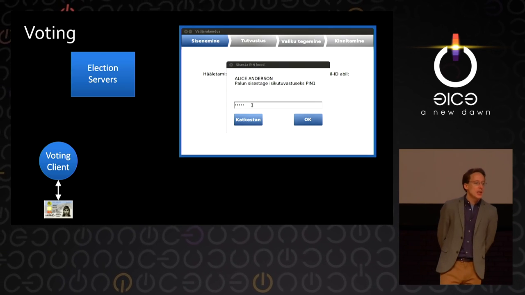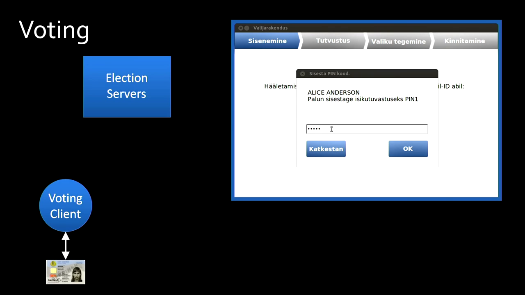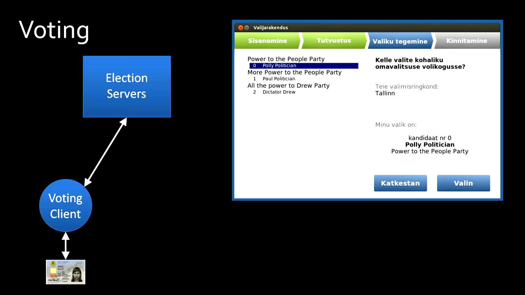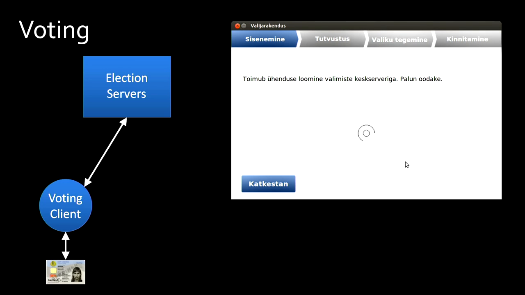The first thing that you do is you run the application, and it asks you for a four-digit PIN. This PIN is required by the smart card in order to activate the authentication and signing functions and let it use the keys. After that, it connects to the election server, authenticates via TLS client auth, figures out where you live, and sends the ballot to the application. You just get to pick who you want to vote for in the app. There's a new application for each election, by the way. At that point, you click cast your vote, and the election software proceeds to do some crypto.